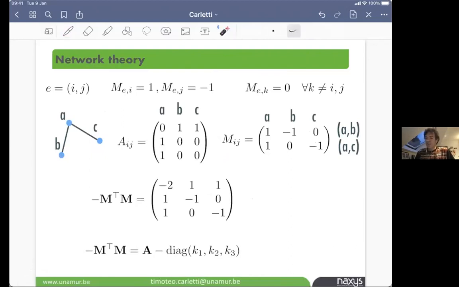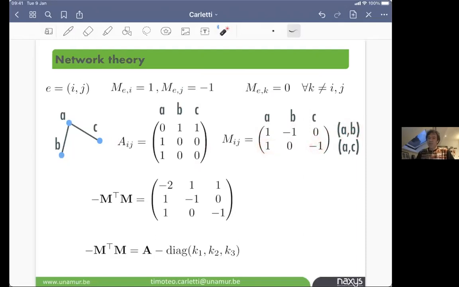You have your initial network. Here is the matrix A that I showed you before. Now I put as the first line the link AB, as the second line the link AC. And so this element is 1 because the node A is the tail of the link AB. This one is minus 1 because B is the head of the link AB. Similarly, here 1, here minus 1.